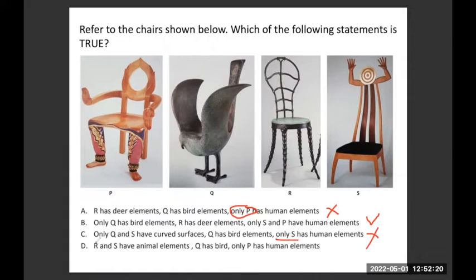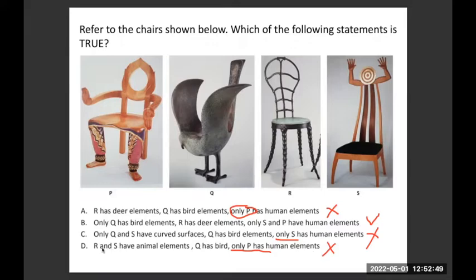The D option: R and S have animal elements. Q has bird element, which is here, and only P has human element. True or false? False, because of the last condition. You have to understand, if the last condition wasn't there, this would have been true.